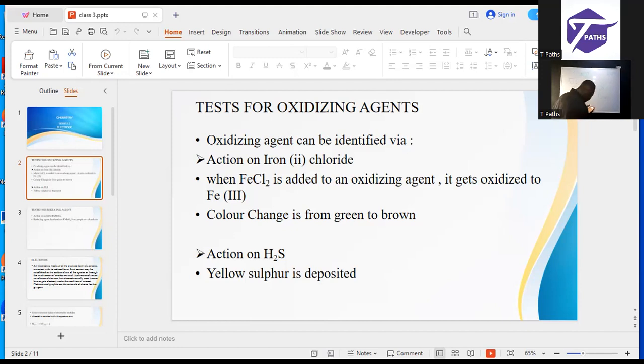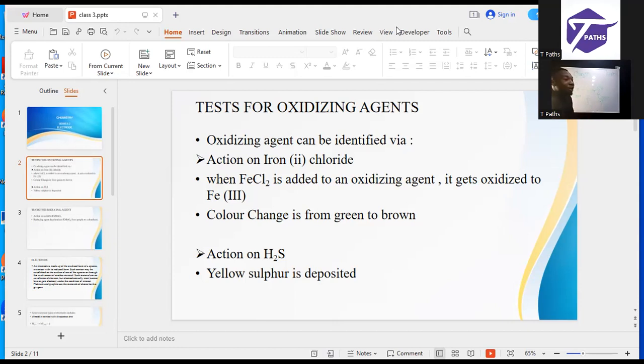Next, the action on hydrogen sulfide. Hydrogen sulfide is H2S, which is known for its rotten egg smell. Now, from what you can see in this slide, a yellow sulfur is deposited. When a yellow sulfur is deposited, we can conclude that it is an oxidizing agent. What is common there is that it moves from S2- to sulfur in its normal state. So the movement from S2-, that is H2S, to sulfur in its normal state tells us that it is an oxidizing agent.